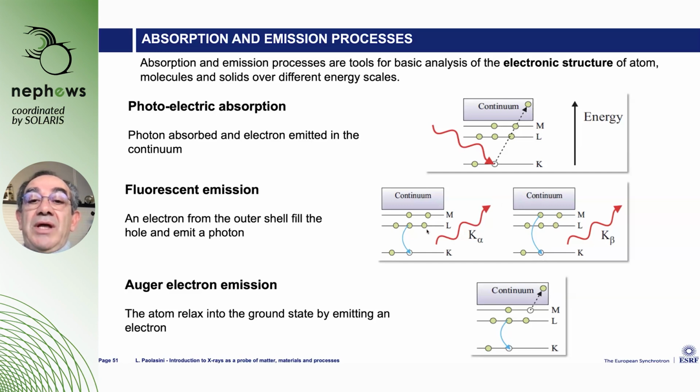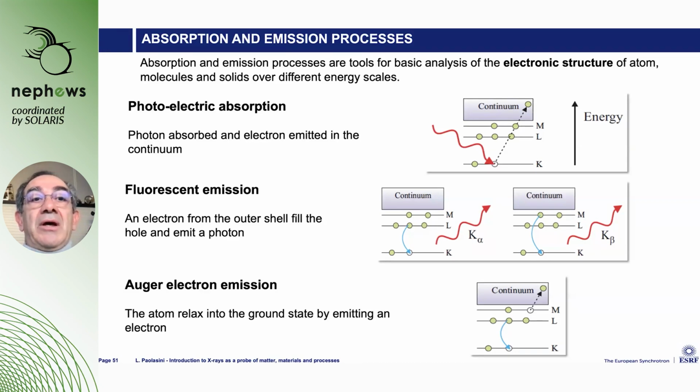We have the K alpha when an L shell electron fills the hole, or the K beta when the M shell fills the hole. But we can have different kinds of analysis by inspecting more complex interactions and processes which involve a redistribution of the electrons when this photoelectric absorption arises.